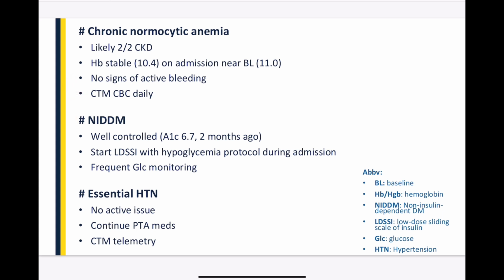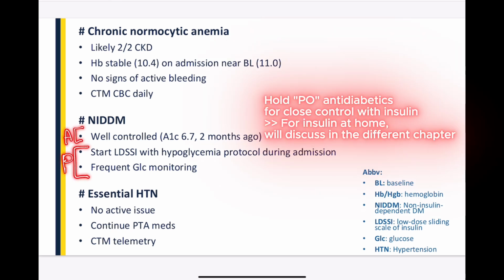Non-insulin dependent type 2 diabetes. His diabetes is well controlled with a recent A1C level of 6.7 two months ago, so we'll hold oral PTA anti-diabetic medications and start a low-dose sliding scale insulin regimen with hypoglycemia protocols during this admission and monitor glucose more frequently.